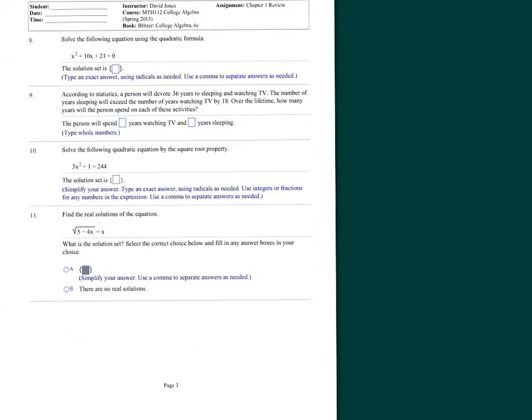Okay, number 9. According to statistics, a person will devote 36 years to sleeping and watching TV. The number of years sleeping will exceed the number of years watching TV by 18. Over the lifetime, how many years will a person spend on each of these activities? So they basically give us two sentences describing this situation. We know that sleeping and watching TV, if we were to add those together, they're going to total 36 years. We get that from the first sentence.